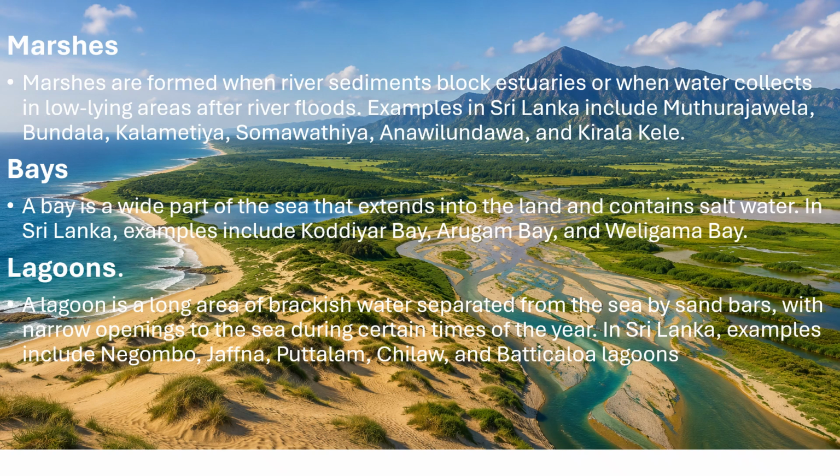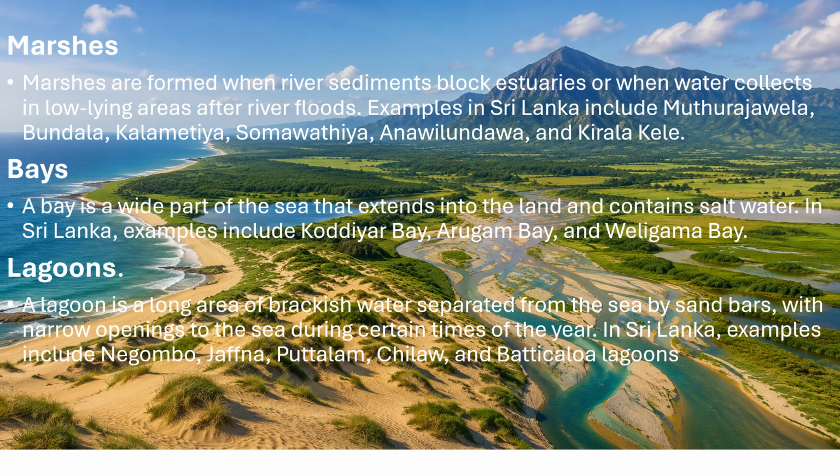Marshes. Marshes are formed when river sediment blocks estuaries or when water collects in low-lying areas after river floods. Examples in Sri Lanka include Muthurajavela, Bundala, Kalmetiya, Somawathiya, Anaviludava, and Keralakele. Bays. A bay is a wide part of the sea that extends into the land and contains seawater. In Sri Lanka, examples include Kodiyar Bay, Arugam Bay, and Valigam Bay.